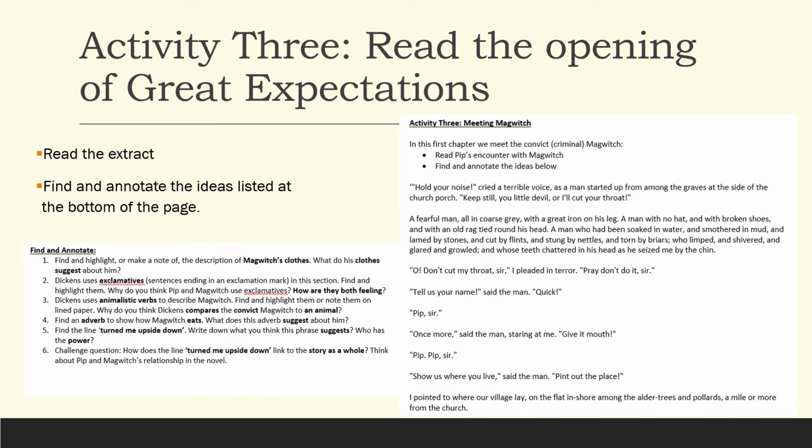Activity 3 is very similar to Activity 2. You again are presented with more of the opening of Great Expectations, this time where Pip encounters the convict Magwitch. Again, read through the extract that you are given and then answer the 6 questions at the bottom of the page.